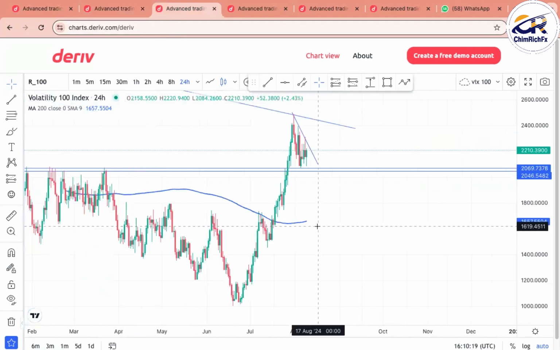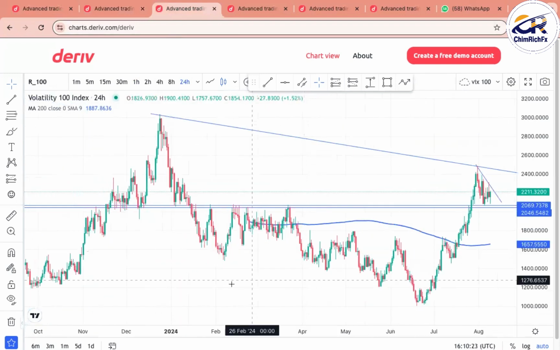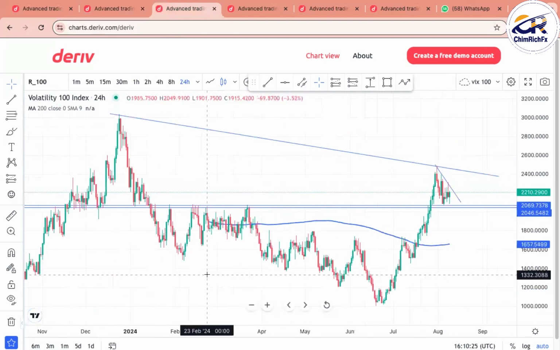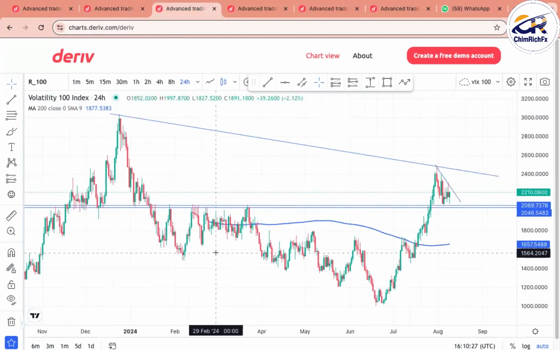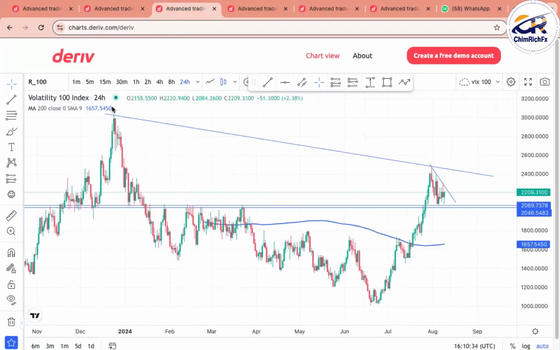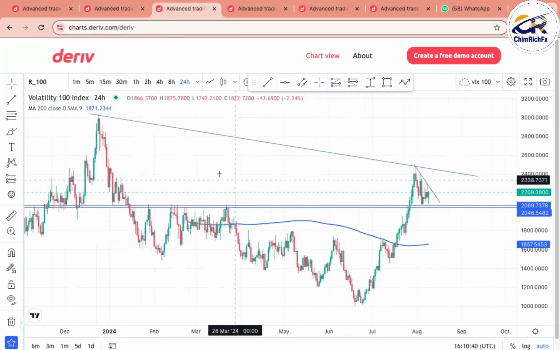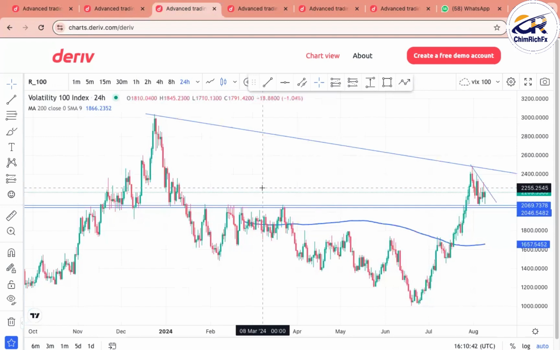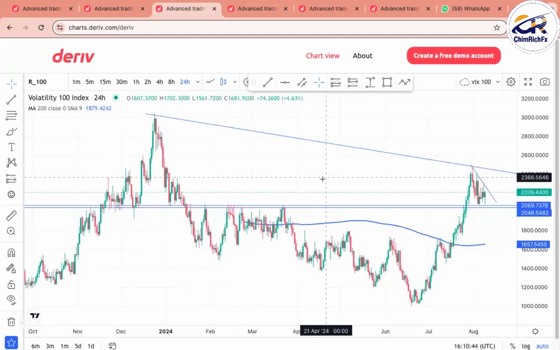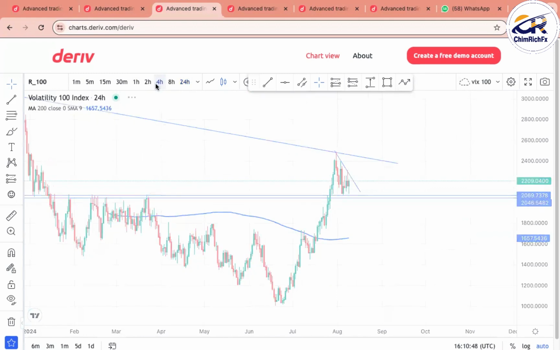Now, this is the V100 index. I've been on this index for a while now, and if you look at it from the MetaTrader 5 app, you can see that there has been a very strong bullish sell for a long time. This is the Deriv trading view site. But if you look from the MetaTrader 5, you can see that it has been on a very massive sell.